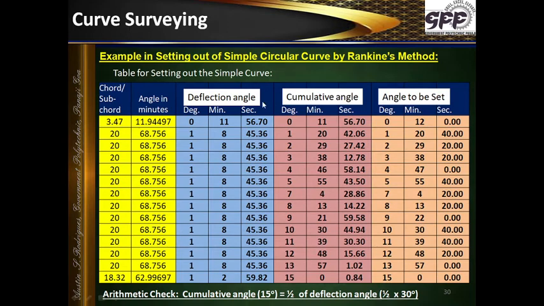Having got this, let us calculate the deflection angle so that it can be used to set out on a theodolite. For the first one, delta 1, in terms of minutes, 11.94 comes to 0 degrees 11 minutes 56.70 seconds. The second one comes to 1 degree 8 minutes 45.36 seconds. All the chords have the same angle, 1 degree 8 minutes 45.36 seconds. And the final subchord angle, converted from 62.99697 minutes, is 1 degree 2 minutes 59.82 seconds.